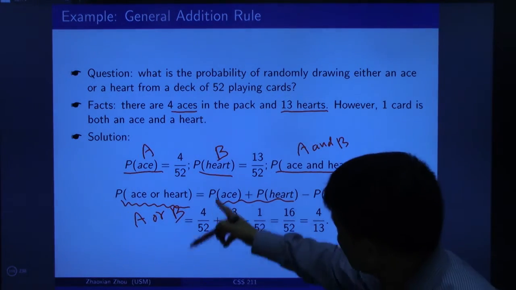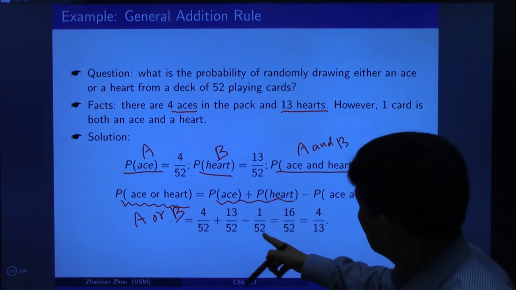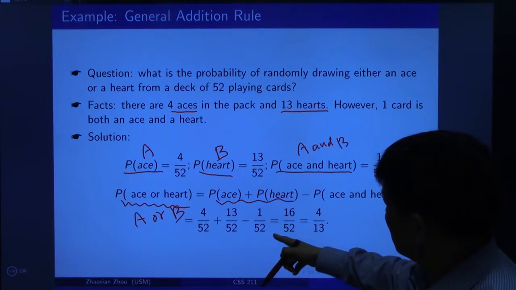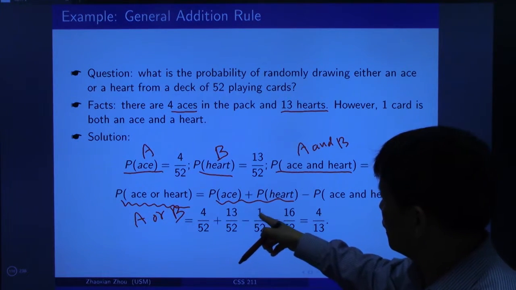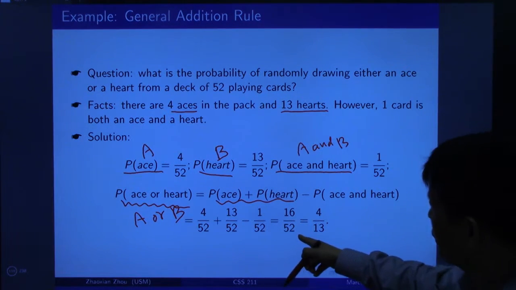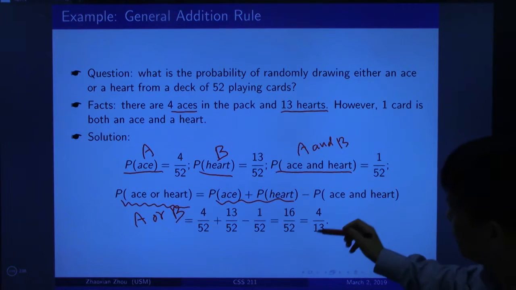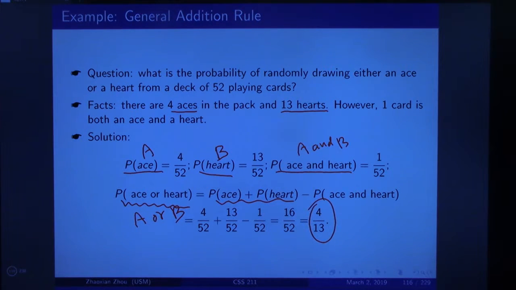So P(A) equals this, P(B) equals this, and P(A and B) equals this one. So we have 52, 52, 52 here. 4 plus 13 equals 17, minus 1 equals 16. 16 over 52, we cancel 4, so that is 4 over 13.